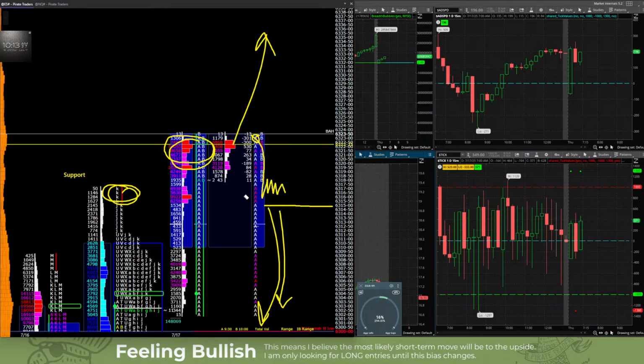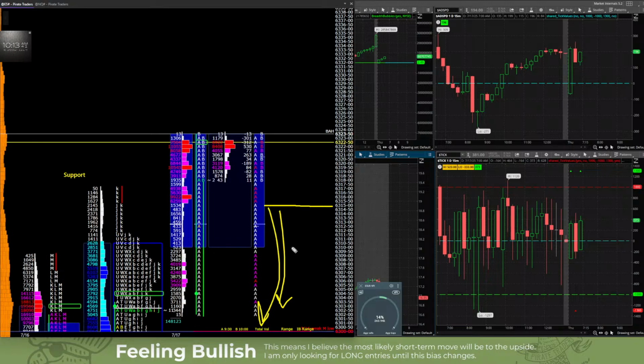Can the buyers hold that overnight high? If so, the momentum to the upside will continue.